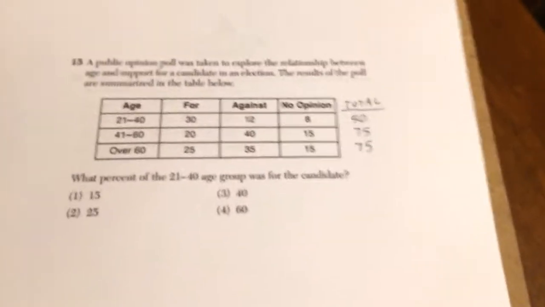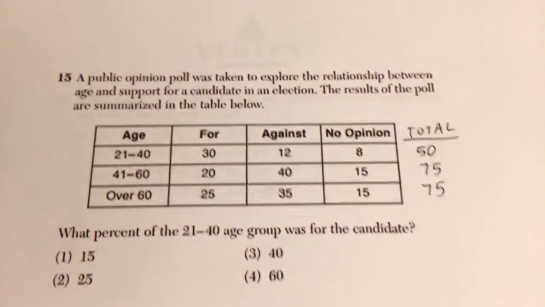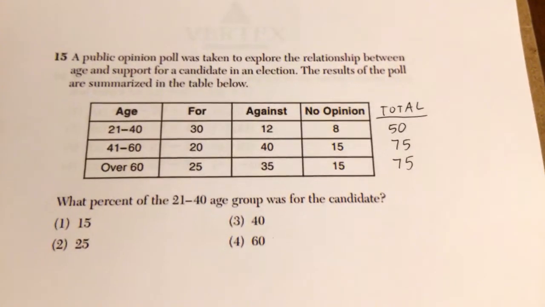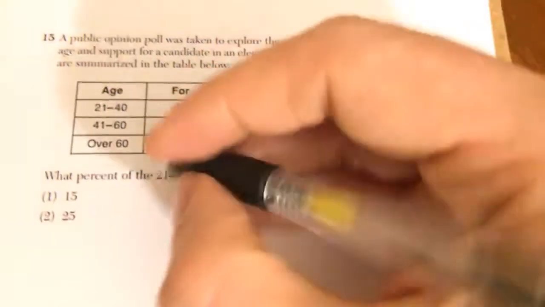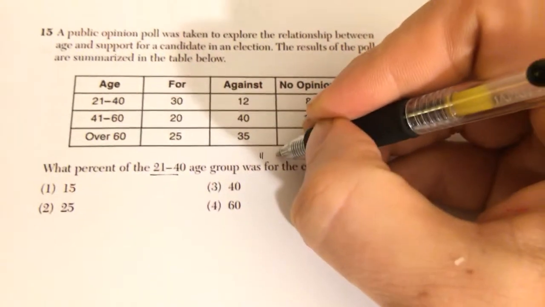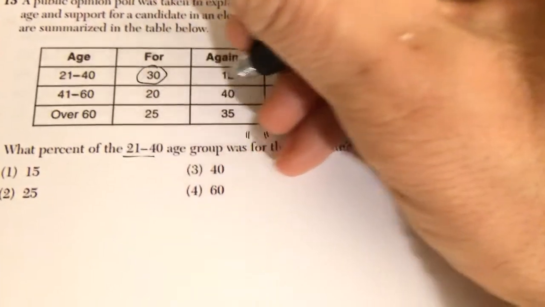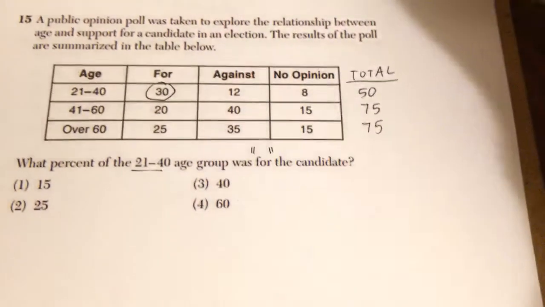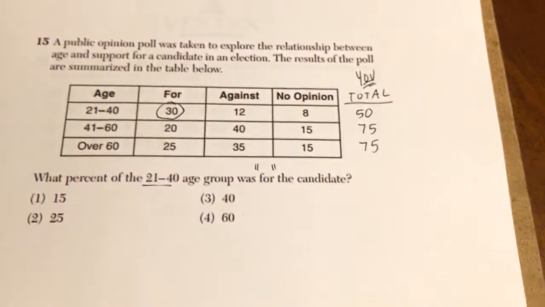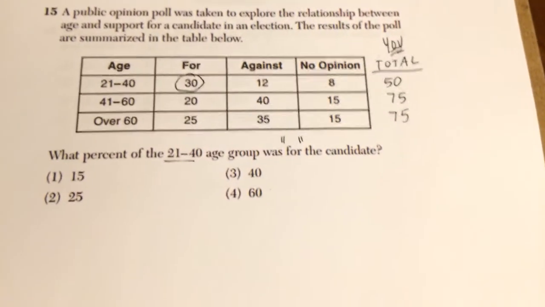Number 15, a public opinion poll was given to explore the relationship between age and support for the candidate in an election. What percent of the 21 to 40 age group was for the candidate? So of the 21 to 40, I'm looking at 30, and then I'm looking that there was a total of 50 people in this age group. You are going to need to do this last column, and this type of question appears on almost every test.